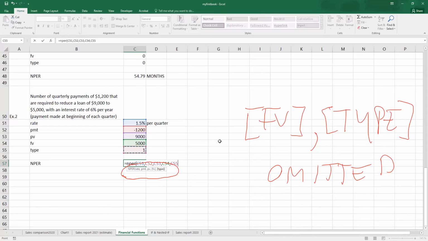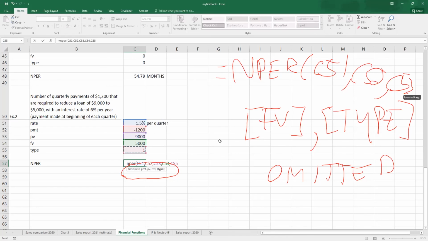if you don't enter the value, for example, if I just type equals NPER, and then C51, C52, and C53, and then a close parenthesis, this means that I omit FV and type. The meaning of this NPER function is that I clear off the debts at the end of the period, and I pay at the end of each quarter, because I omit these 2 values.